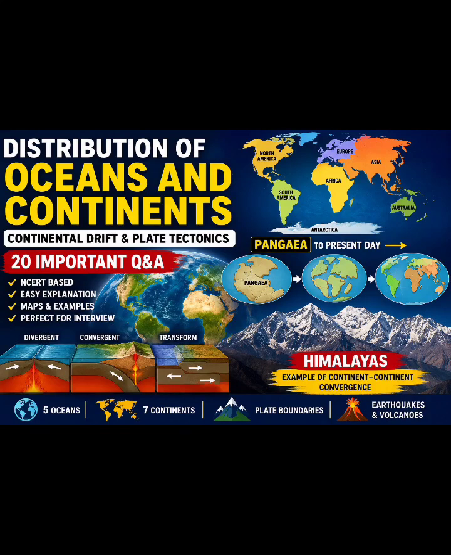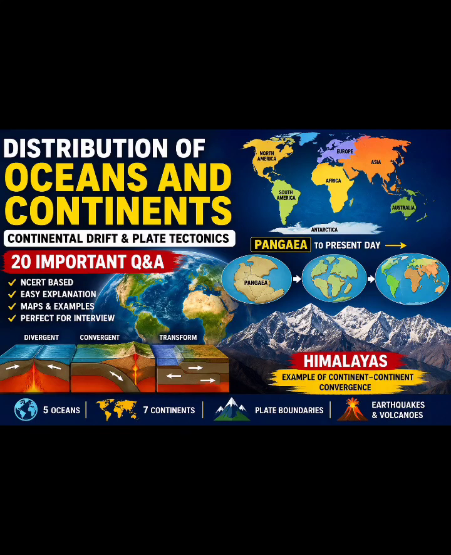Next question, explain the significance of jigsaw fit evidence in continental drift theory. The eastern coastline of South America closely matches the western coastline of Africa. This remarkable fit suggests that these continents were once joined together. Wegener considered this one of the strongest evidences supporting continental drift.